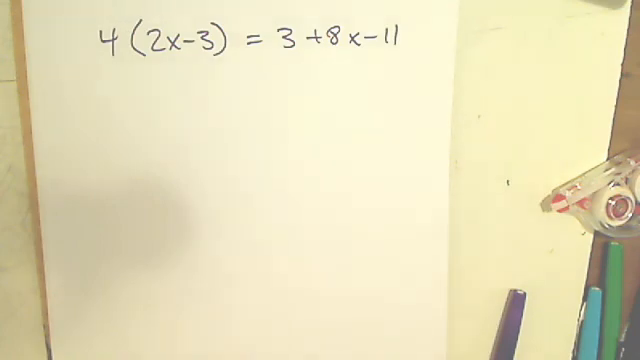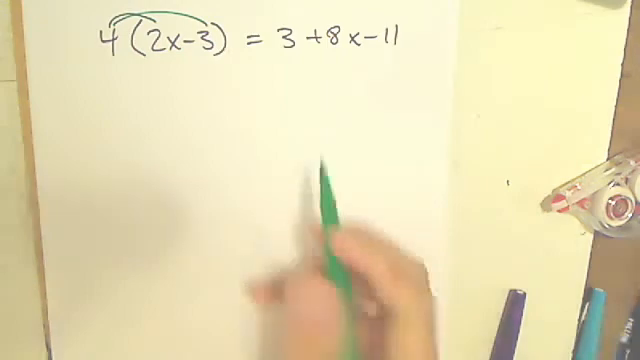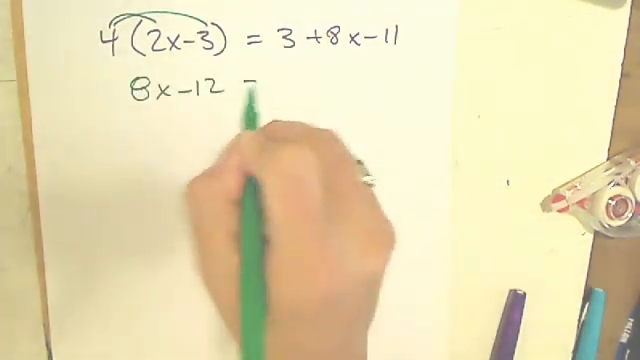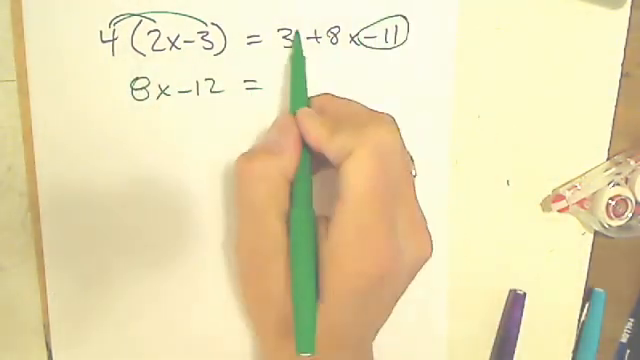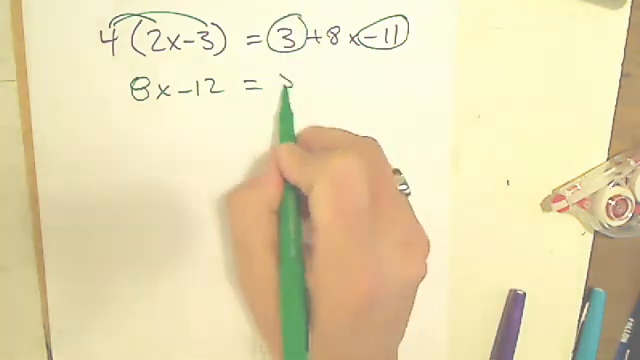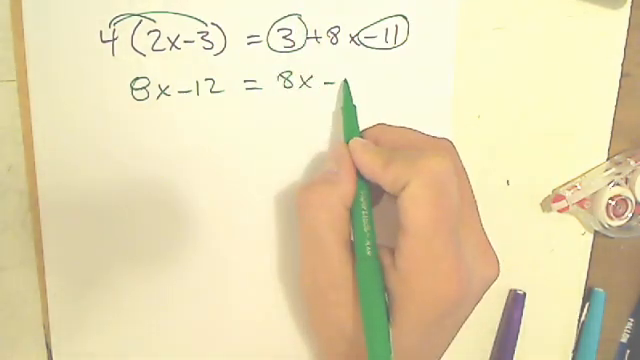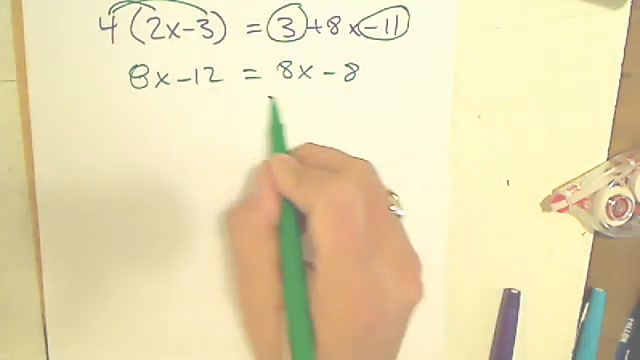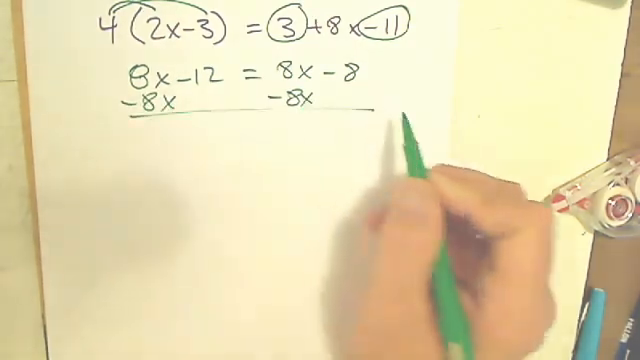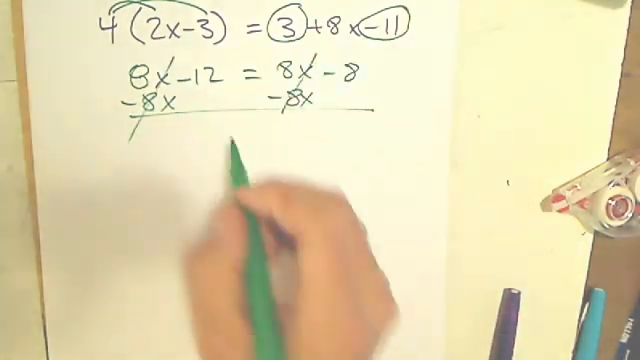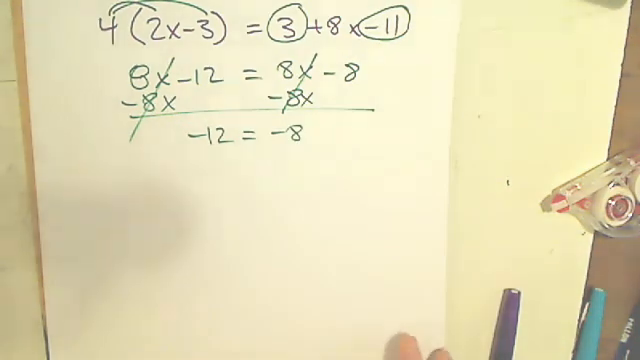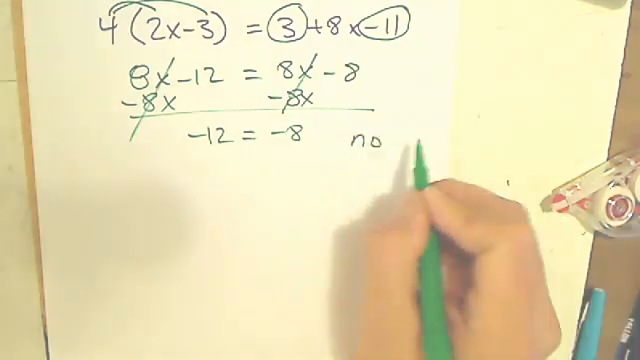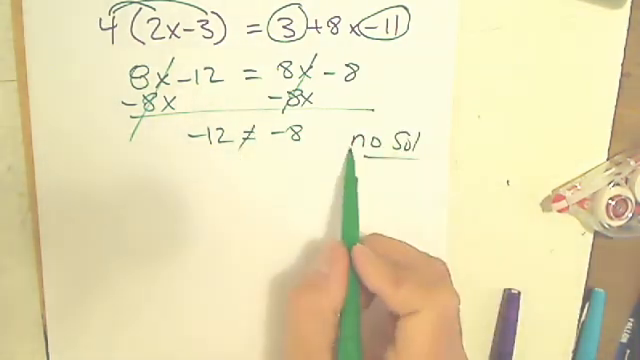Okay, this should be easy for y'all. Everyone should get this one right. Distribution: 8x minus 12 equals, combine like terms, 8x minus 8. If I take away 8x, you get negative 12 equals negative 8. Is that a true statement? No solution. That is your answer.